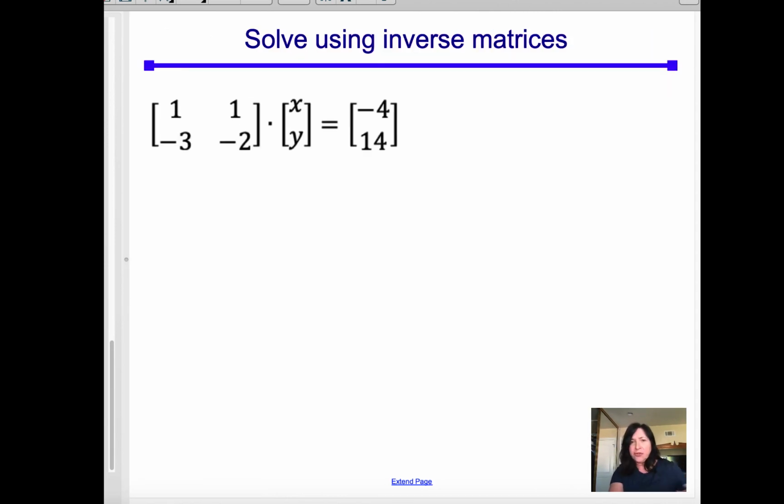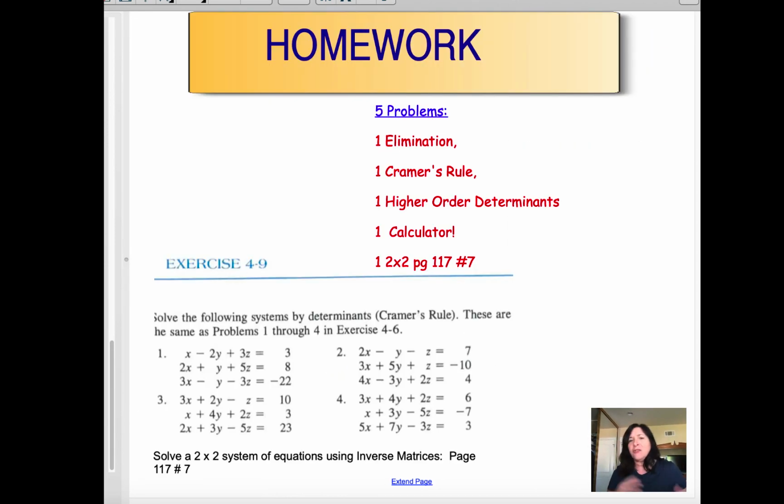And so these are the problems that we did. We're done. Your homework is 5 problems. You have to do elimination, Cramer's rule, a shortcut, a higher order determinant, and a calculator. Also, I want you to do a 2 by 2 matrix inverse. So lots to do, and I think you're going to have a great time doing it.